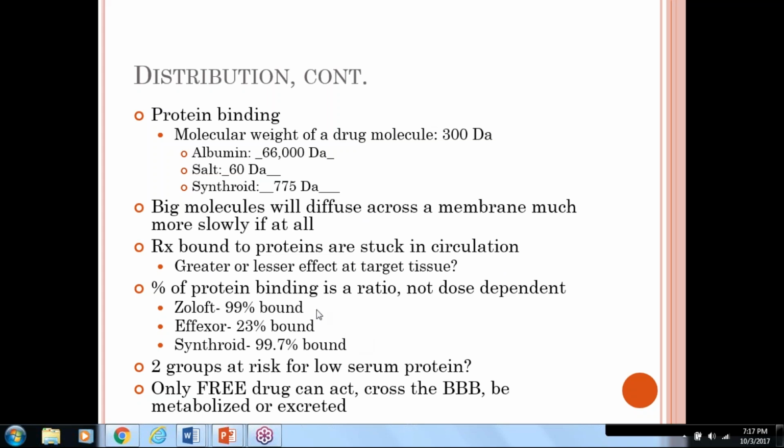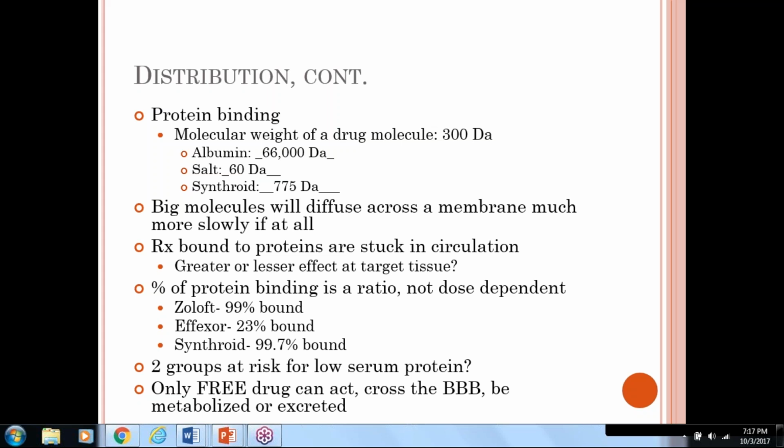So we just included some percent protein binding number there. Zoloft: almost all of the Zoloft you put in your body is stuck to protein. So that little 1% that's free is the one that's available to exit the circulation, to get into cells, to act on receptors. Synthroid's really, really highly protein bound. Effects are not so much.